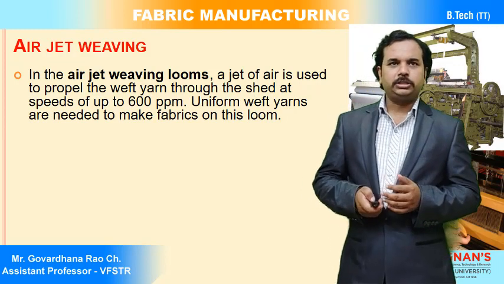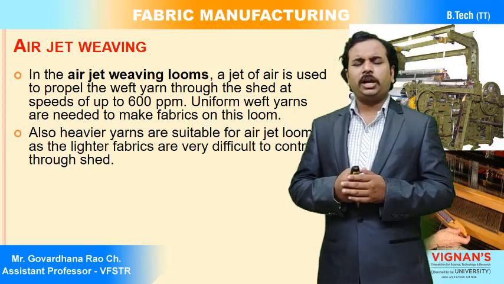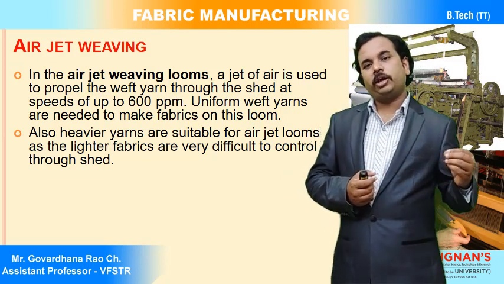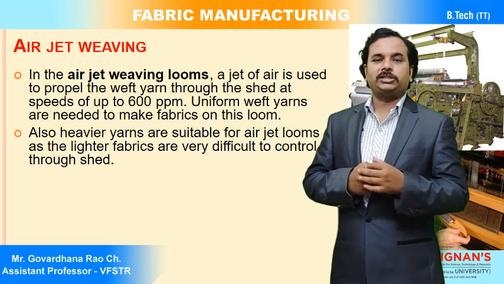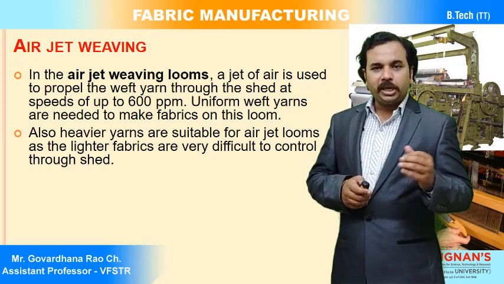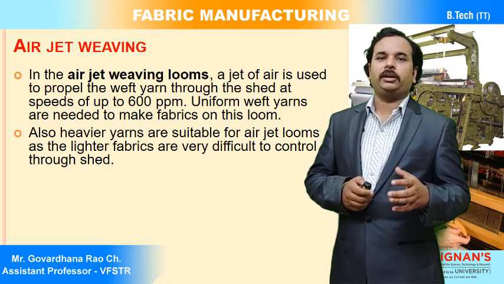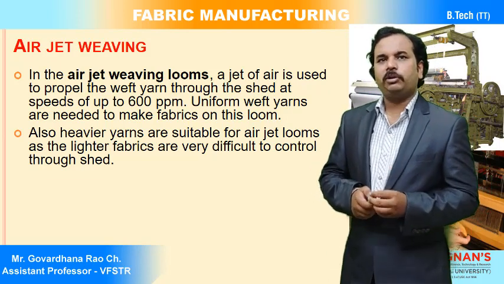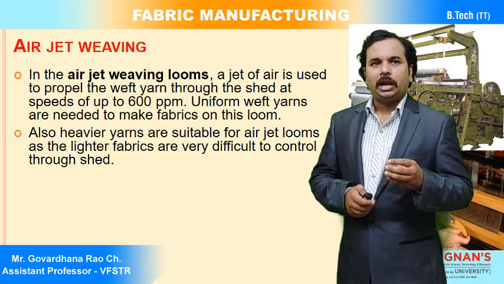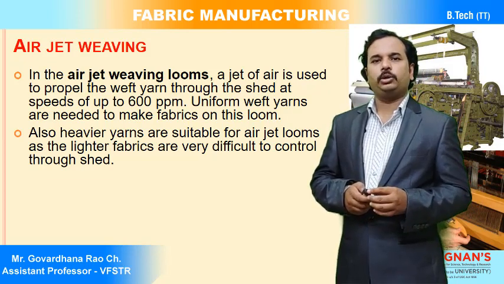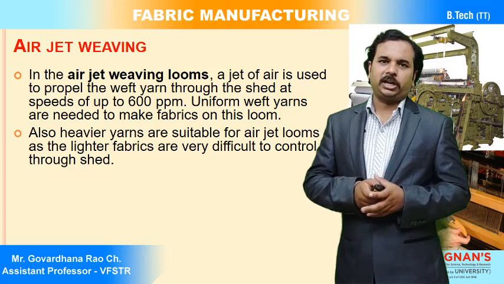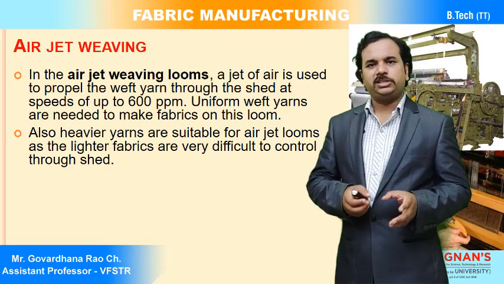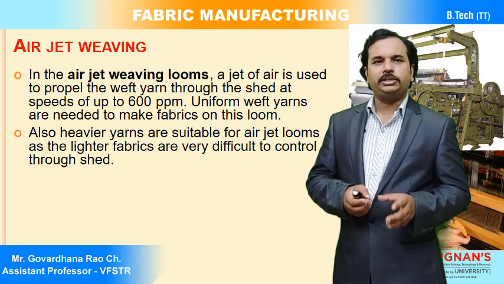So this is how air jet looms are. By using air, we hold the weft yarn and transfer it from one side of the shed to the other. The pick insertion is done by means of an air stream. Heavier yarns are suitable for air jet looms, as lighter ones are very difficult to control through the shed. Counts like 30s, 40s, 50s Ne can be used in air jet looms.